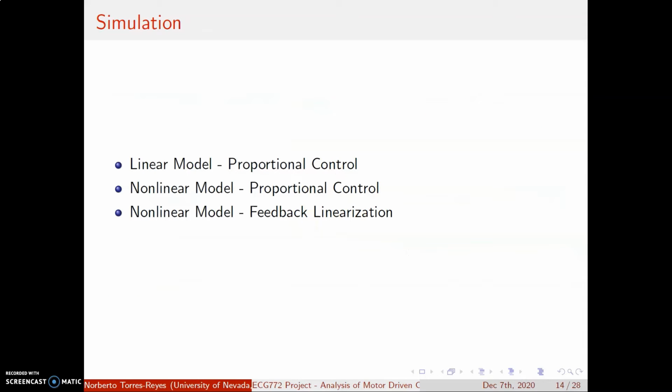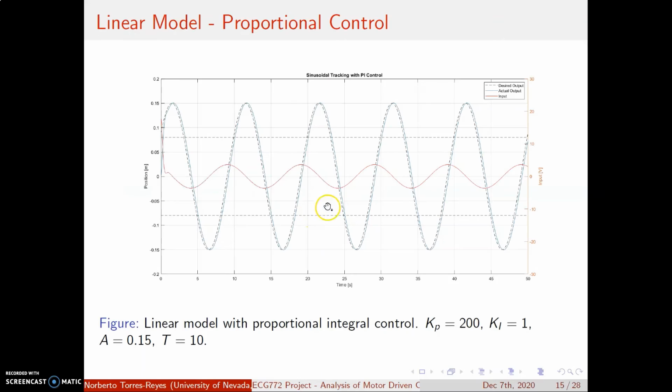For the simulation, I chose a linear model with proportional control, a nonlinear model with proportional control, and a nonlinear model with feedback linearization. For the linear model with proportional control, the parameters are Kp equals 200. I also included an integral term, but it's pretty low and it doesn't really have an effect in the system. I used it in the experiment, so I kept it for the simulations as well. So Ki equals 1, amplitude is 0.15 meters, period equals 10 seconds.